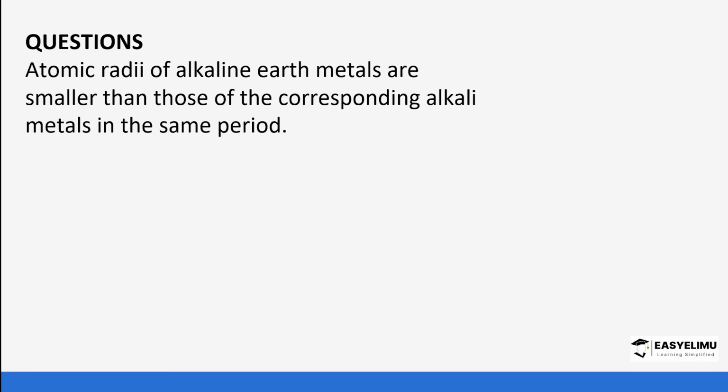So let's look at a few questions. The atomic radius of alkaline earth metals is smaller than those of the corresponding alkali metals of the same period. Explain. So this brings another concept. You're going to look at this concept later on in detail, but I'm going to mention it.